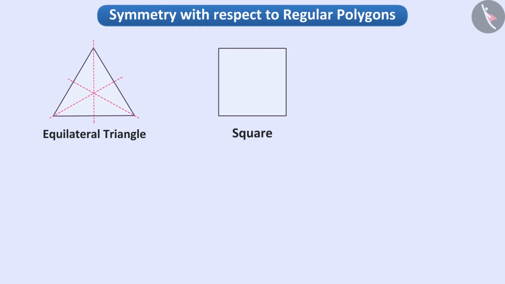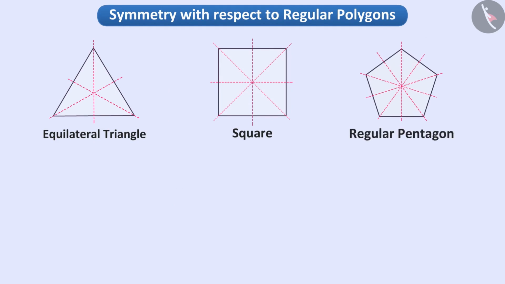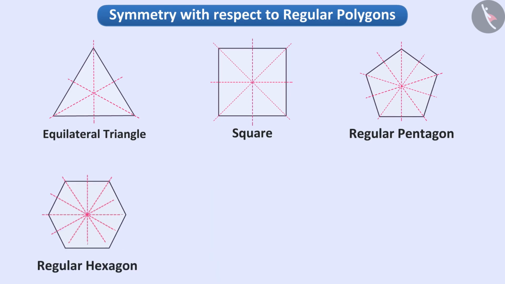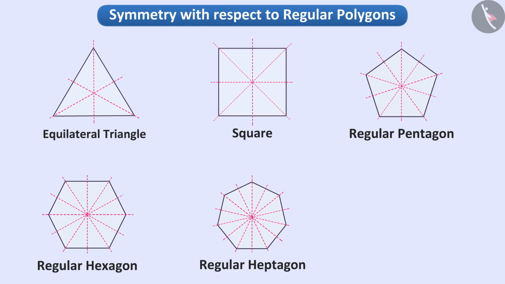Similarly, the square is also a regular polygon and thus four symmetrical lines can be drawn. Similarly, we can draw 5 symmetrical lines in the regular pentagon, 6 symmetrical lines in a regular hexagon, and 7 symmetrical lines in the regular heptagon. Can you understand this pattern and give us a rule so that we can find out how many symmetrical lines there are in a regular polygon? Think.